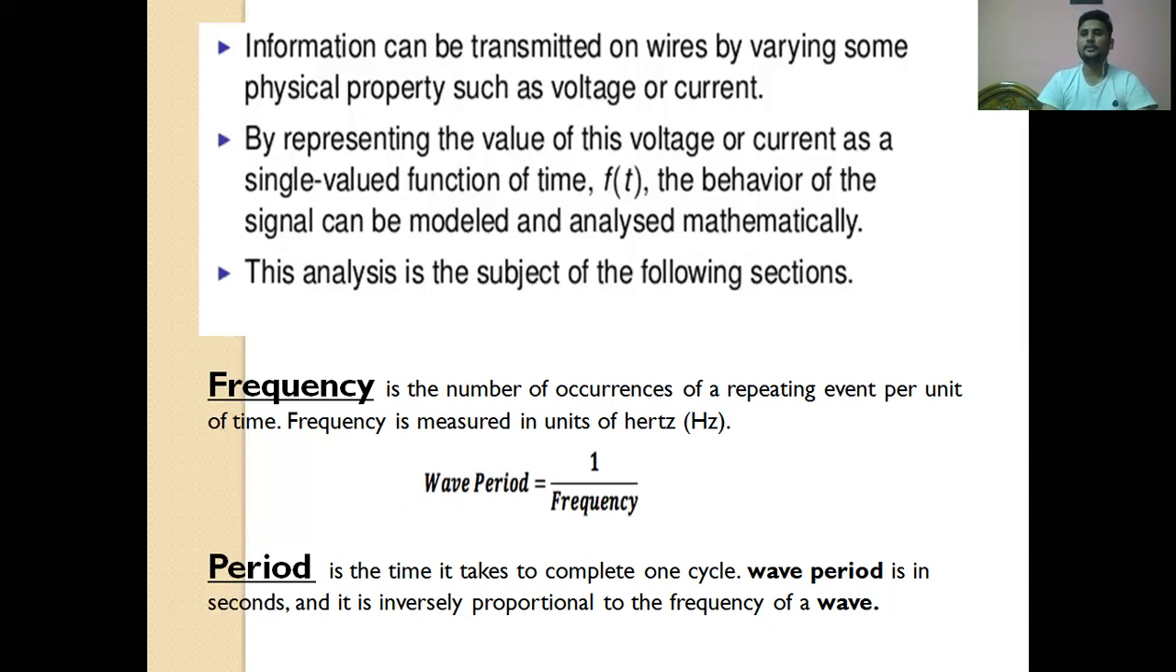In general, I think you studied in the instruction part: fetch, decode and execute. Some other cycles are there. Likewise, here in the network, data has to be transmitted in a periodical manner. So a period is the time taken to complete one particular cycle. One cycle means one frequency range, one data transmission. The wave period is in seconds, and it is inversely proportional to the frequency of a wave. So it is vice versa. The wave period is equal to 1 by frequency, and the period is inversely proportional to the frequency.